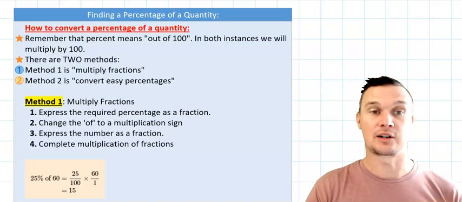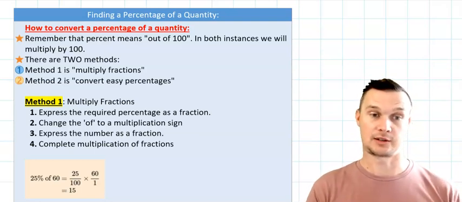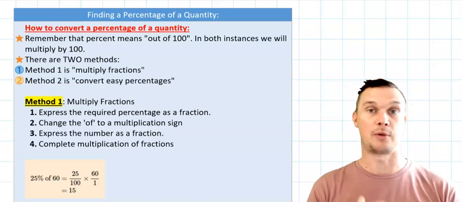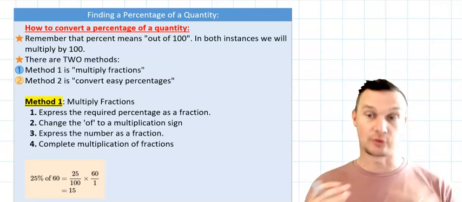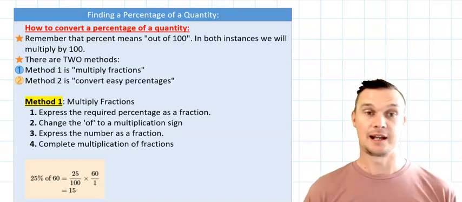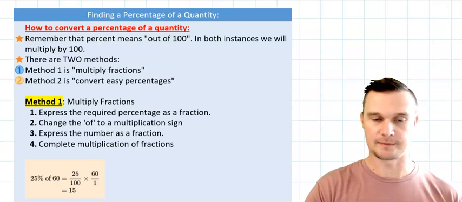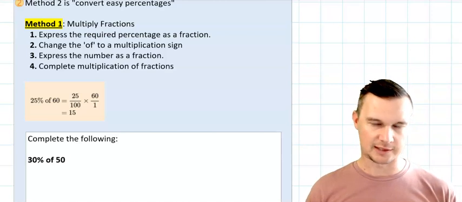The two methods that you're going to copy down are, the first one, we're going to multiply fractions. If we can convert to a fraction and then multiply, we'll get our answer. The other way is a bit more of a mental arithmetic. We can apply it internally, and that is converting to easy percentages. So let's look at the first method, which is multiplying fractions, and you're going to follow these 4 steps.